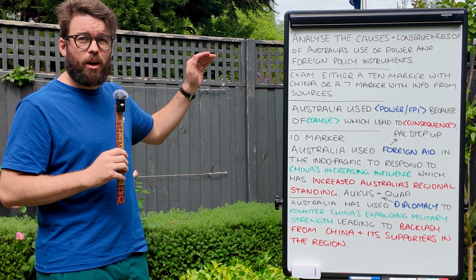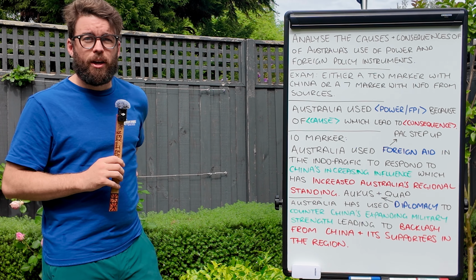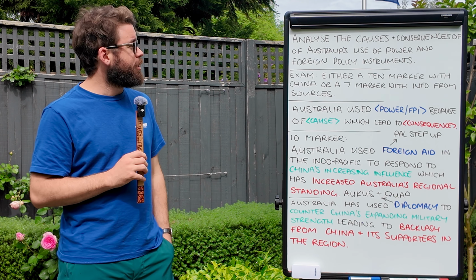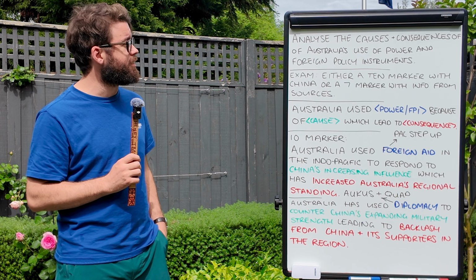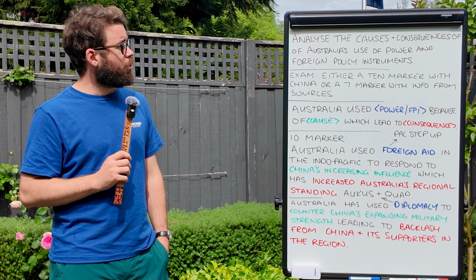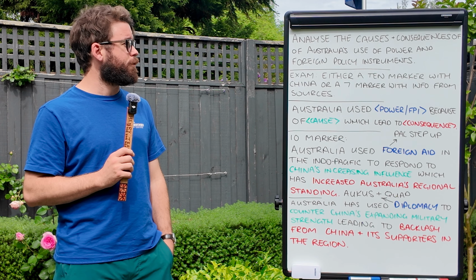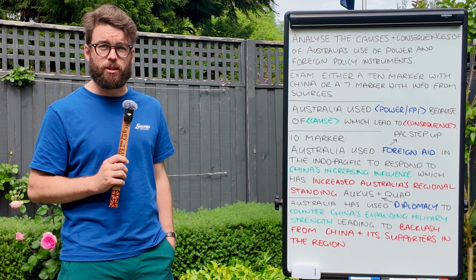Now, a wonderful question has come in from John Hargrove. Very, very happy to receive this one. Now, this is a key skill. We've been looking at key knowledge mainly. Here's a key skill, which is analyse the causes and consequences of Australia's use of power and foreign policy instruments.